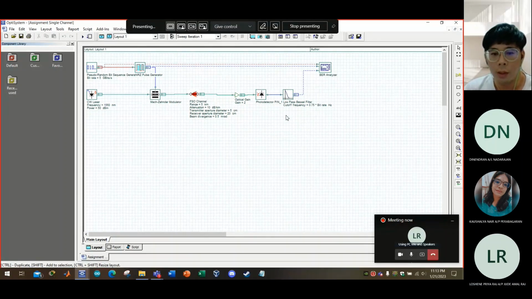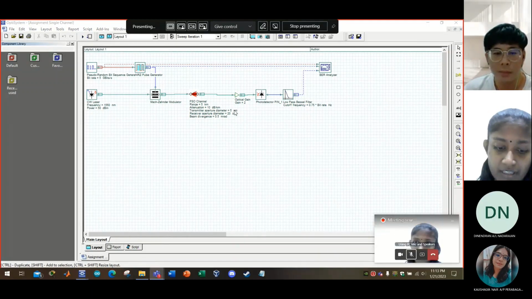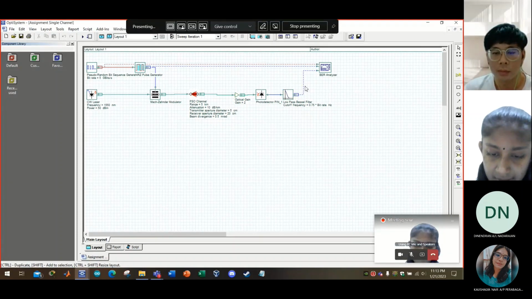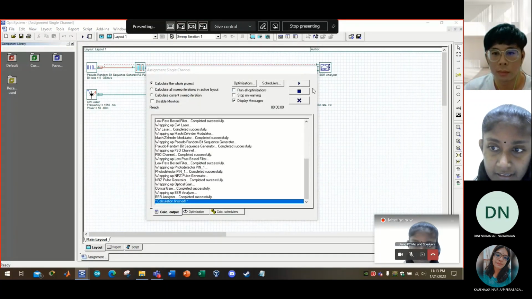For the first part, I'll be presenting to Roshini. Okay, so now we have set the beam divergence to 0.5 millirad. Okay, so the results.